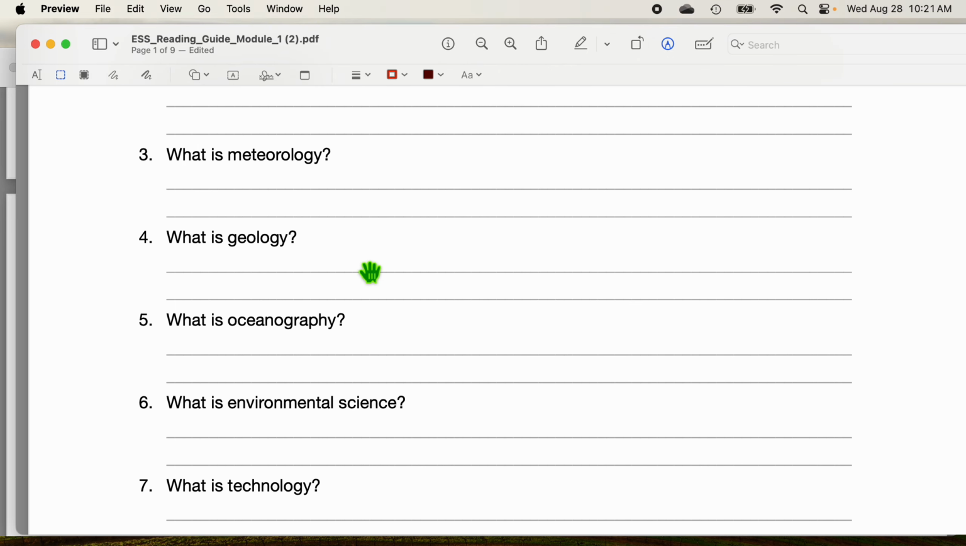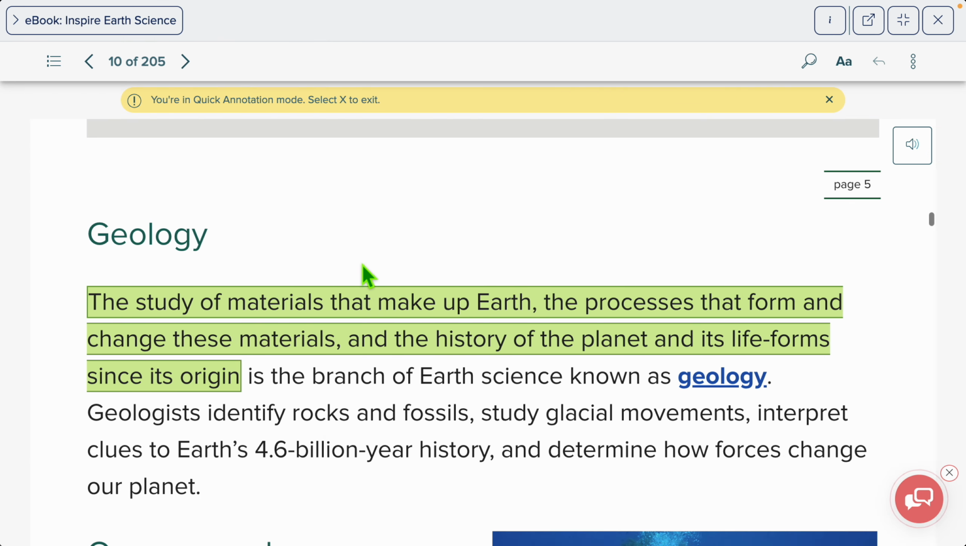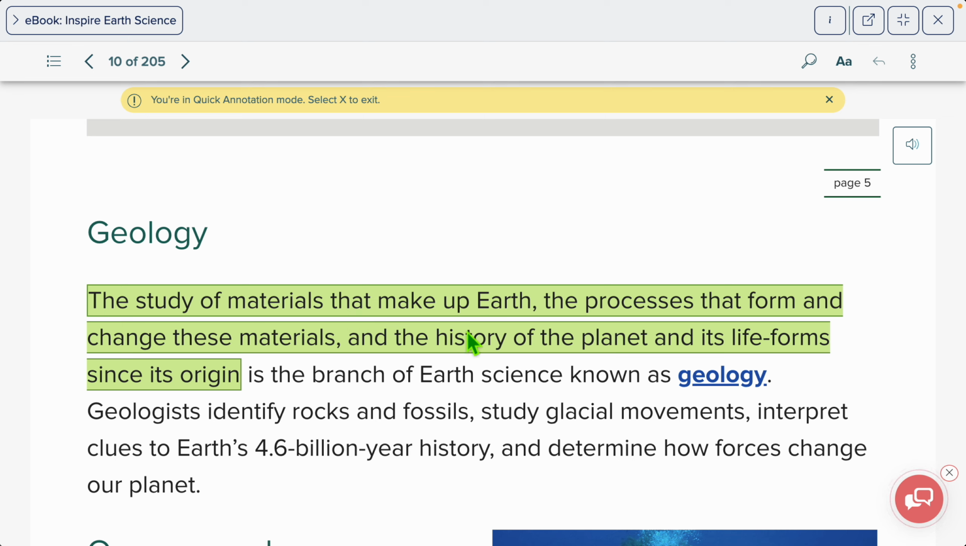Number 4, what is geology? Geology is the study of materials that make up Earth, the processes that form and change these materials, and the history of the planet and its life forms since its origin. That is the branch of earth science known as geology. Geo, earth; ology, study of.